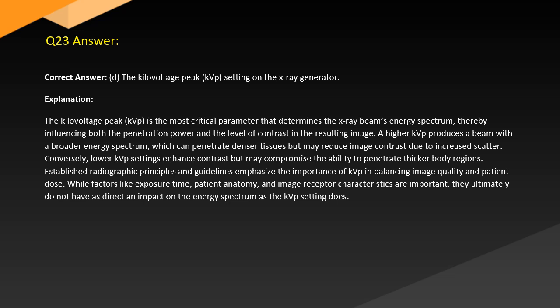Answer. Correct answer. D. The kilovoltage peak (kVp) setting on the X-ray generator. Explanation. The kilovoltage peak is the most critical parameter that determines the X-ray beam's energy spectrum, thereby influencing both the penetration power and the level of contrast in the resulting image. Higher kVp produces a beam with a broader energy spectrum, which can penetrate dense tissues but may reduce image contrast due to increased scatter. Conversely, lower kVp settings enhance contrast but may compromise the ability to penetrate thicker body regions.